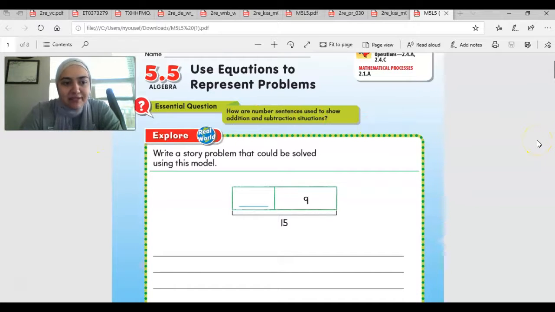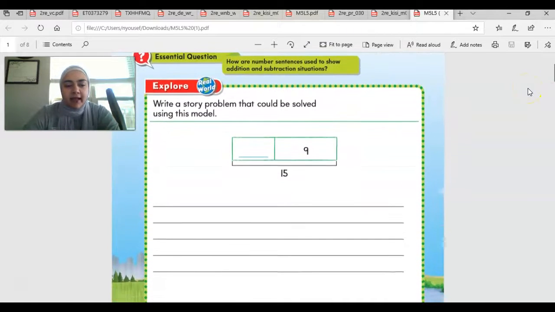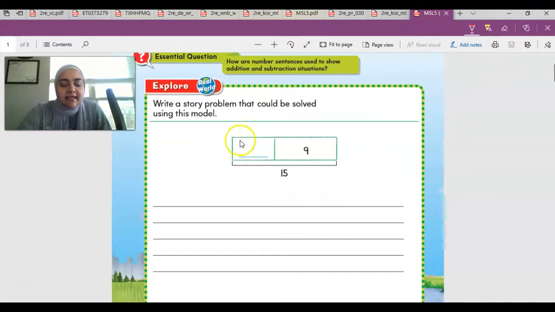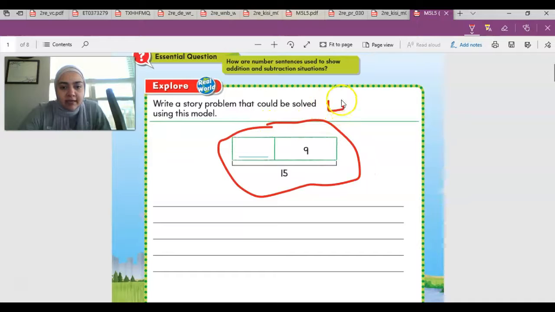All right. So section 5.5, use equations to represent problems. Write a story problem that could be solved using this model. So we have a model. In this model, we have blank plus 9 equals 15. So if we write that out before I even start reading what the problem says, this right here is the same as this. Blank plus 9 equals 15. This is the same as this, okay? All right, let's keep going.